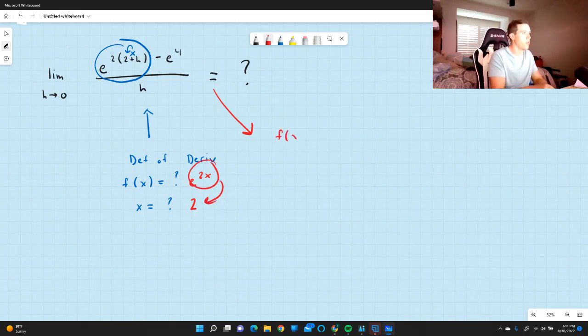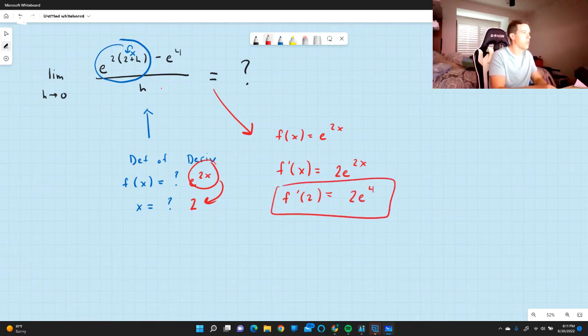So they're saying, what's the derivative of this function? Well, we can do the chain rule. It's 2e to the 2x. And then plug in 2. Answer, 2e to the 4. Done. So that's what this equals. It's a little confusing, but it's a free point if you know what you're looking for.